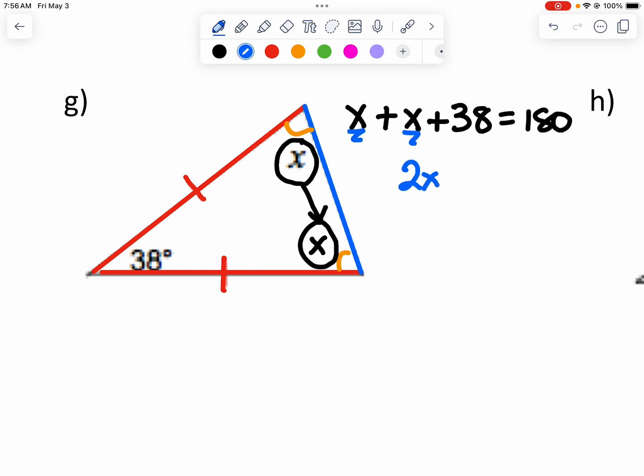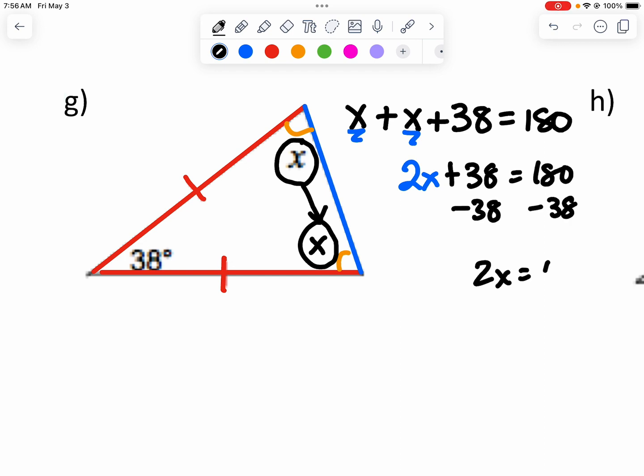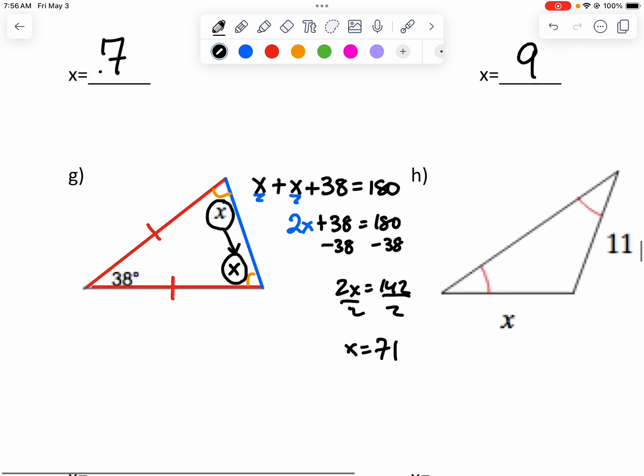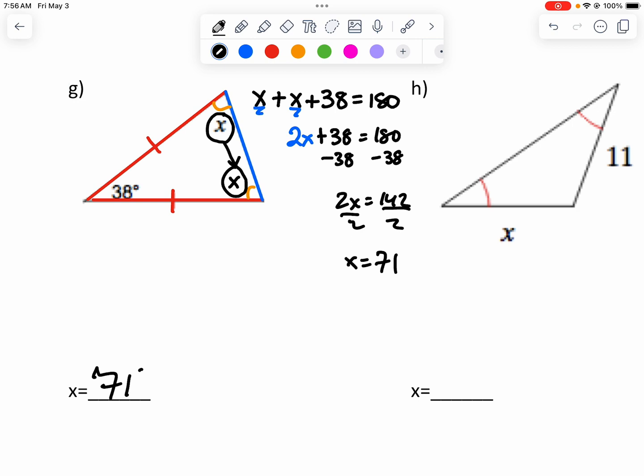x plus x is 2x minus 38. 2x equals 142. x equals 71. So both of those angles equal 71 degrees. And lastly, obviously, is 11.